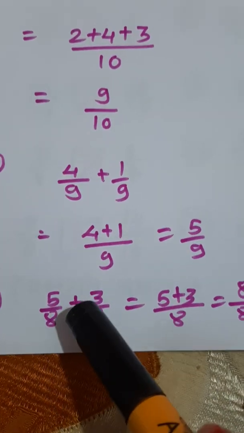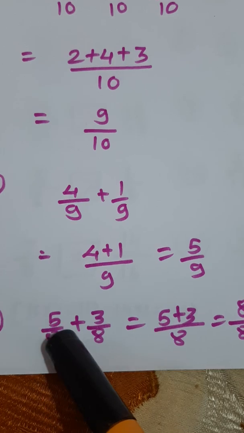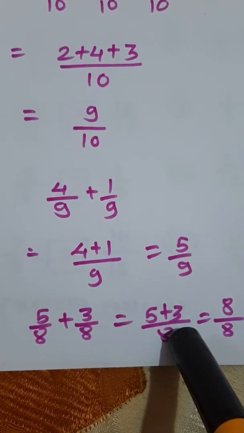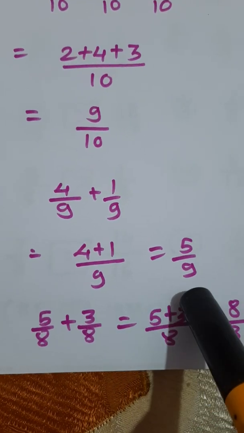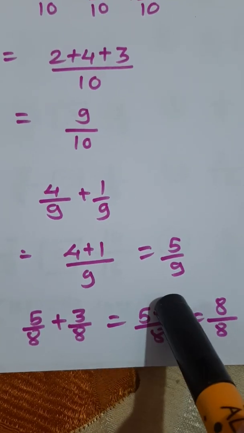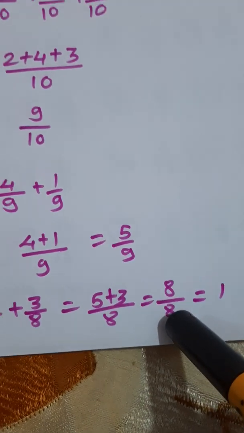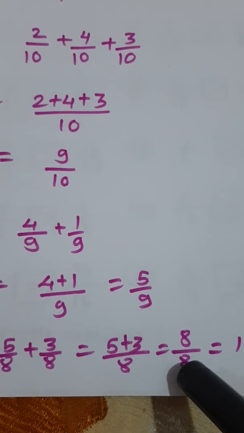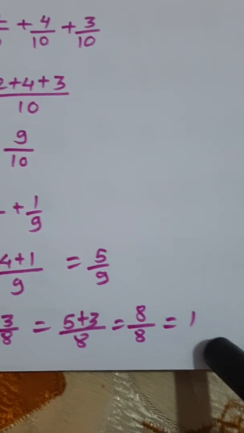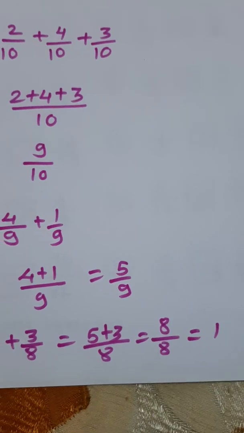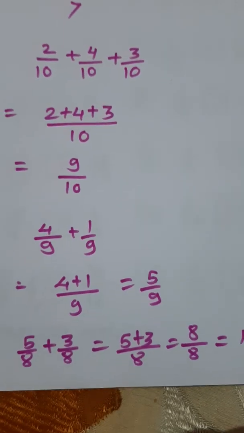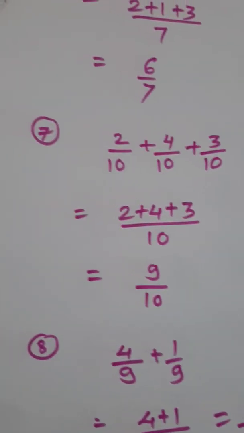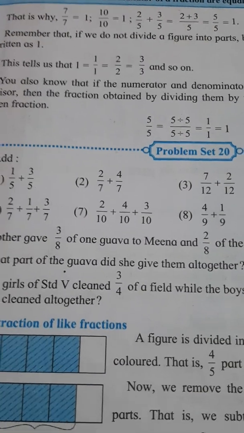5 upon 8 plus 3 upon 8. As they are like fractions, give them the common denominator. Write 5 plus 3 upon 8. 5 plus 3, 8 upon 8. And I have already told you, when numerator and denominator are same, the value of such a fraction is 1, and 1 means whole. Got it? All the additions of like fractions. This much simple. Let's see the word problems.